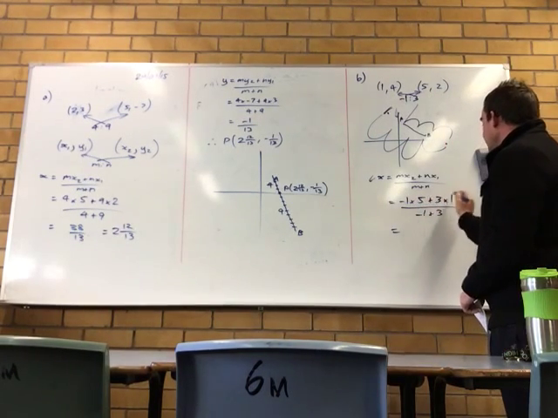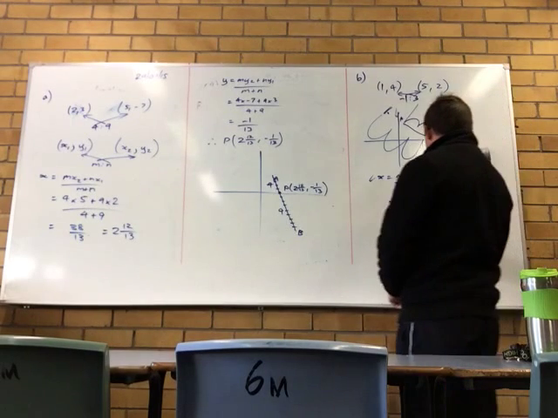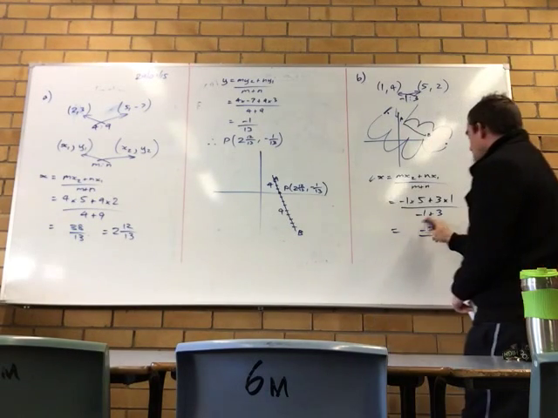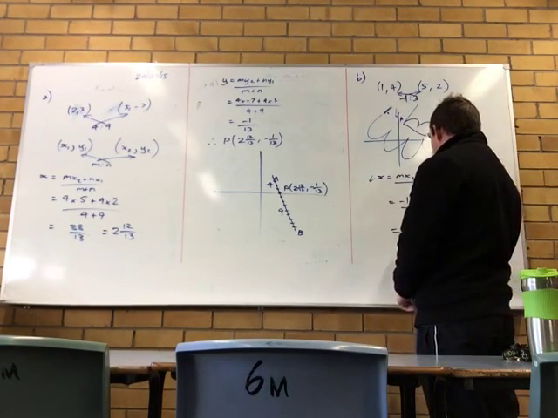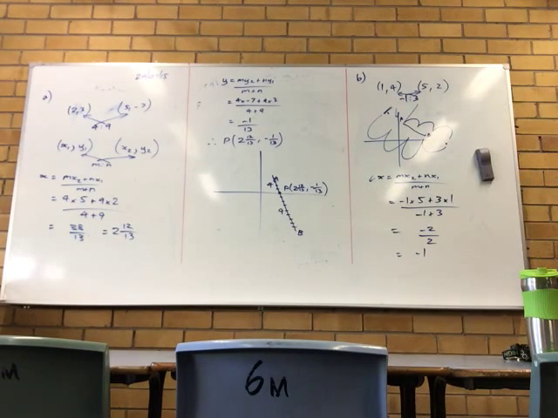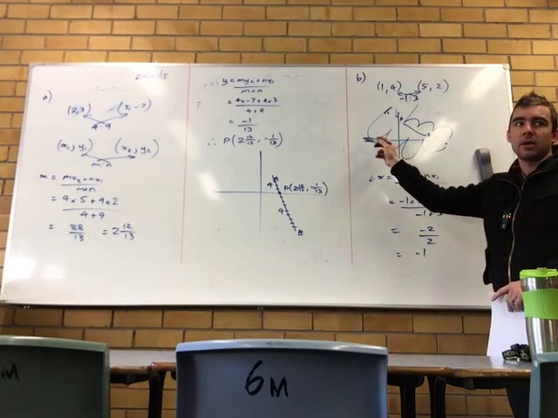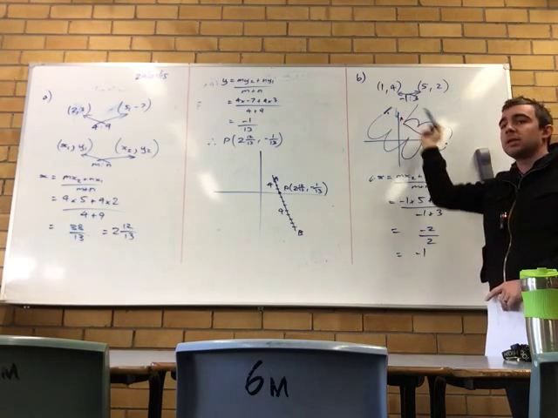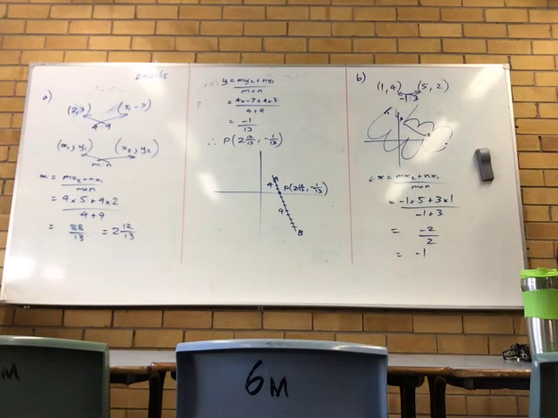So -5 plus 3, we have -2, over -1 plus 3, which is 2. So the x value can be -1. We are going this side because the x value will be to the left of A. A is already 1.